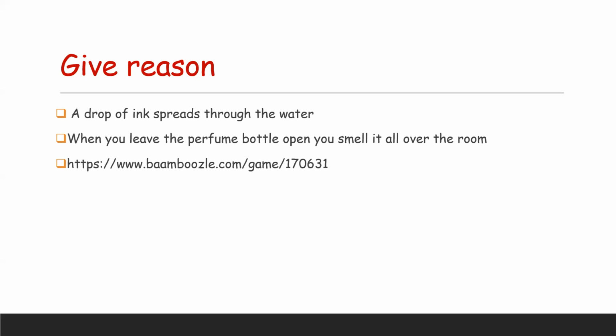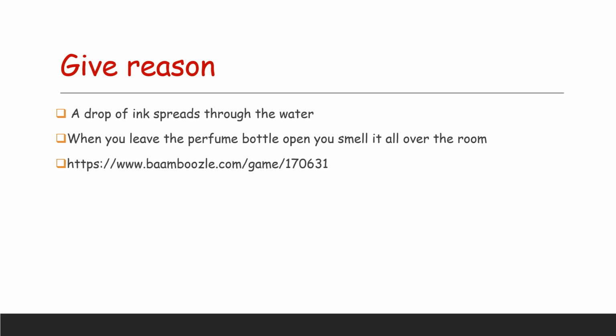Why when we added a drop of violet ink, it spreads all over the water? Because they are in what? Motion. Yes, very good. Because they are in continuous motion. That's why they are spreading through the water.